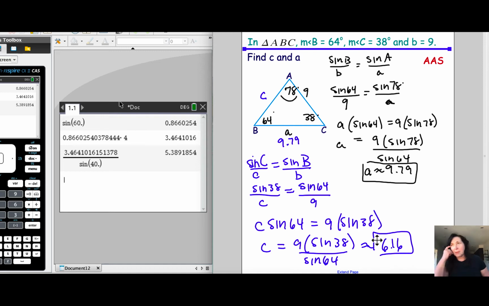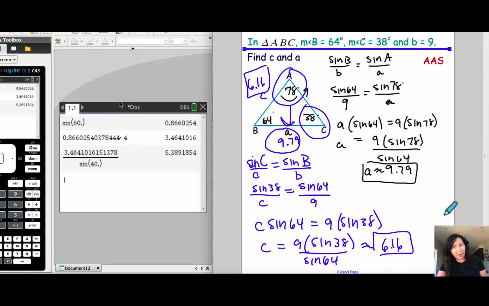So just keep in mind that the side opposite the smallest angle should be the smallest side. So because 38 is our smallest angle, that means the side opposite that should be the smallest side. And also angle A, which was 78 degrees, should have the biggest side opposite that as well. Okay, cool. So we did both examples.